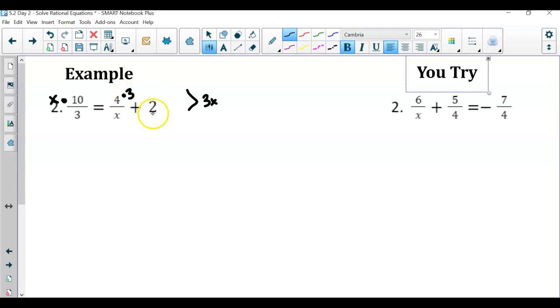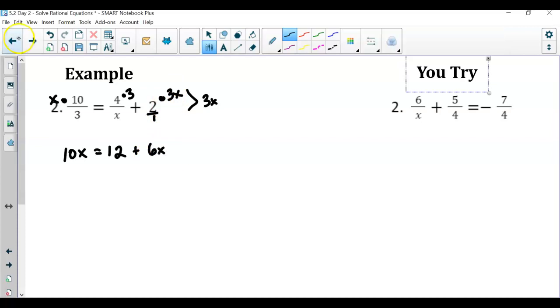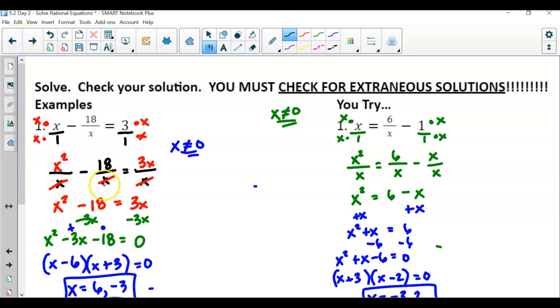Now, this is just 2, or 2 over 1. So I need to multiply 2 by 3x because it needs both of those values. So now as I go through, here I've got 10 times x, which is 10x. That is equal to 4 times 3, which is 12, plus 2 times 3x, which is 6x. Now notice in the end, if you think about it, everything is over 3x.